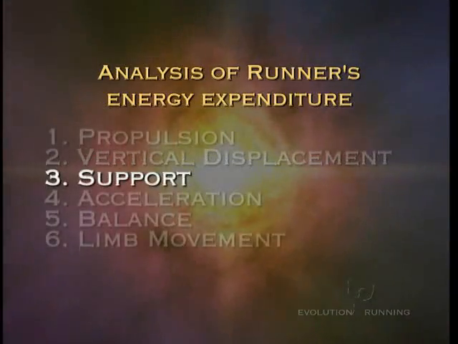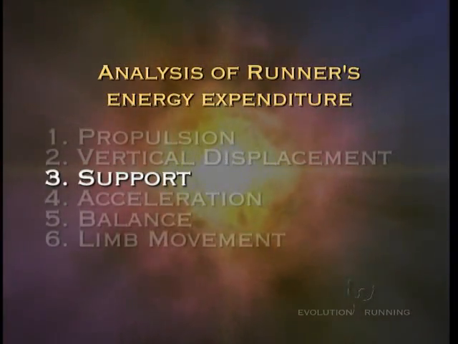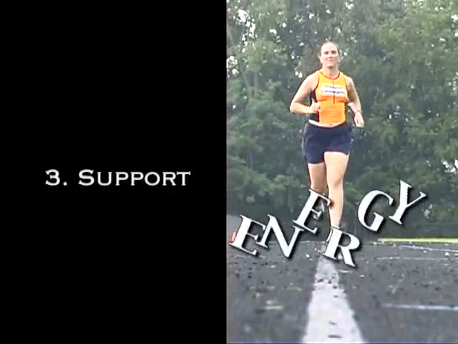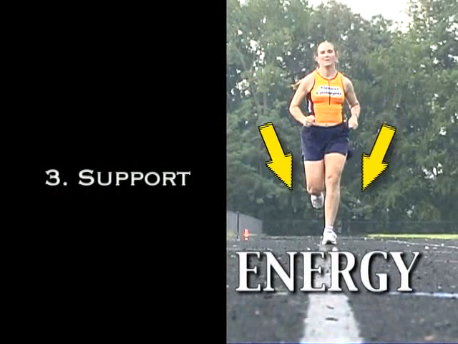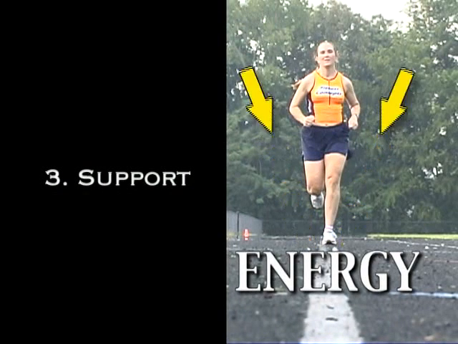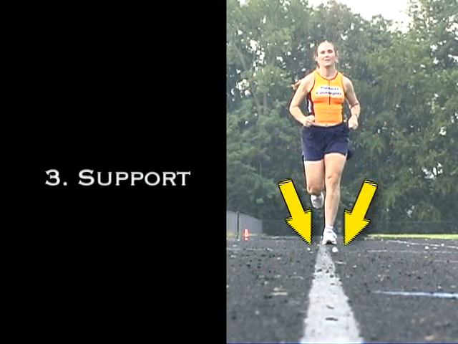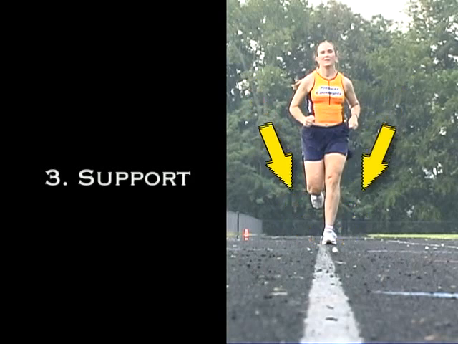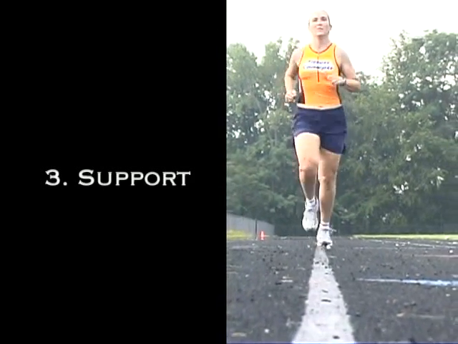The energy cost of support is the energy required to hold a runner up. The energy cost of support follows the energy cost of vertical displacement closely. What goes up must come down. The more a runner raises his center of mass during a stride cycle, the harder he will hit the ground, and the more energy required to catch the body's weight at foot strike.